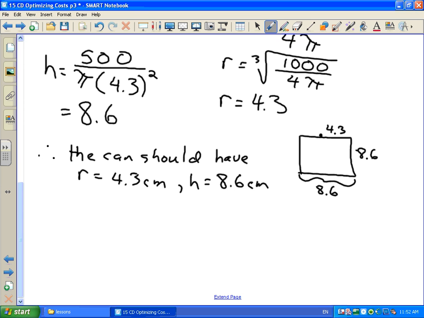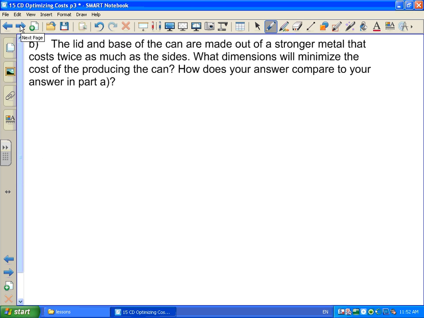Now, part B here is where we start working with the costs. They tell us now that the lid and the base of the can are made out of a stronger metal that costs twice as much as the sides, or the side, depending on how you want to look at it. What dimensions will minimize the cost of producing the can? And we want to compare our answer to what we found in part A. So we're still working with surface area, but now we want to look at factoring in the cost.